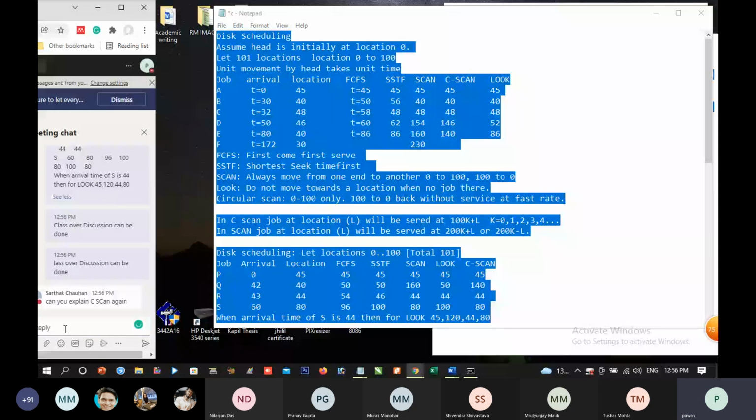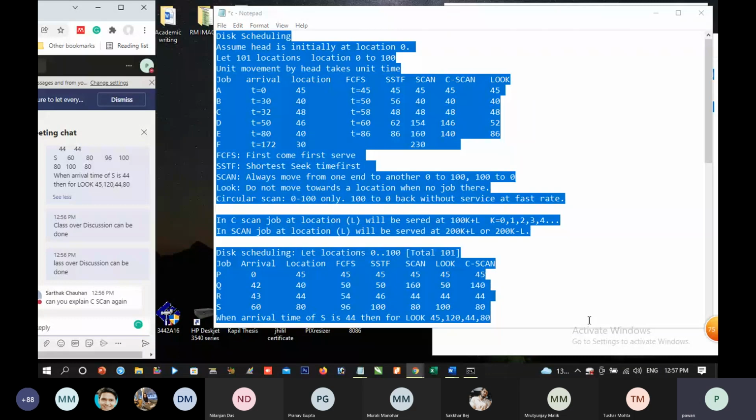But suppose there is one more job comes, then it will not be going. It may be that from 80 to 40, it will be going. Then from 40 to 90, it may go, because suppose by that time some other job is available at 90. Is it correct? Yes. If you want, I can take one example and explain you just now here. Is it all right? Yes, sir. I will explain to you.